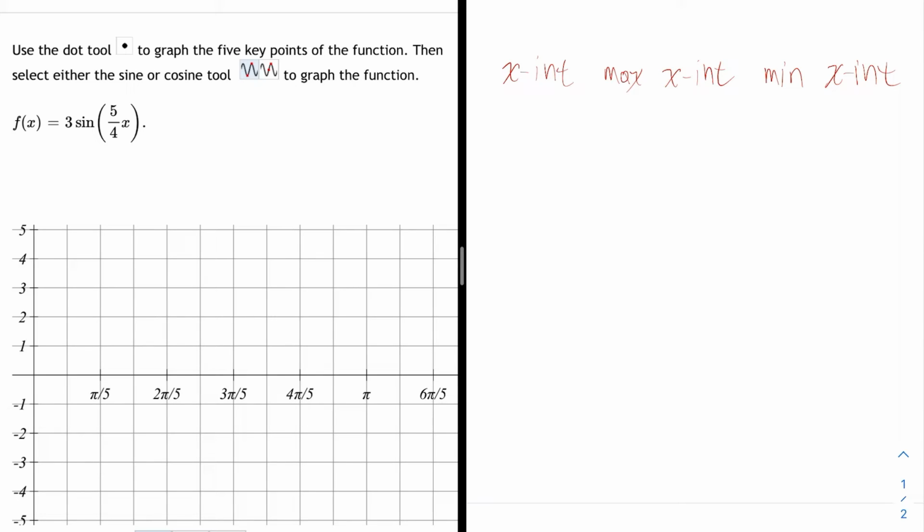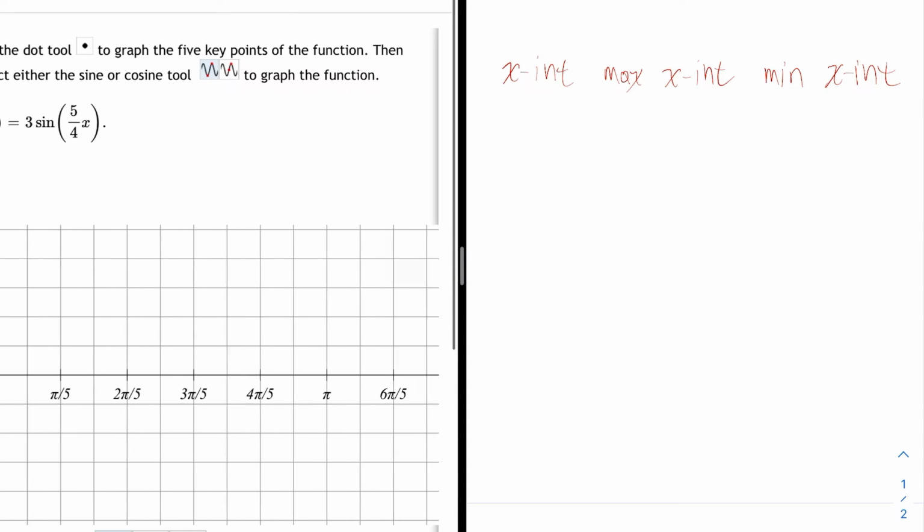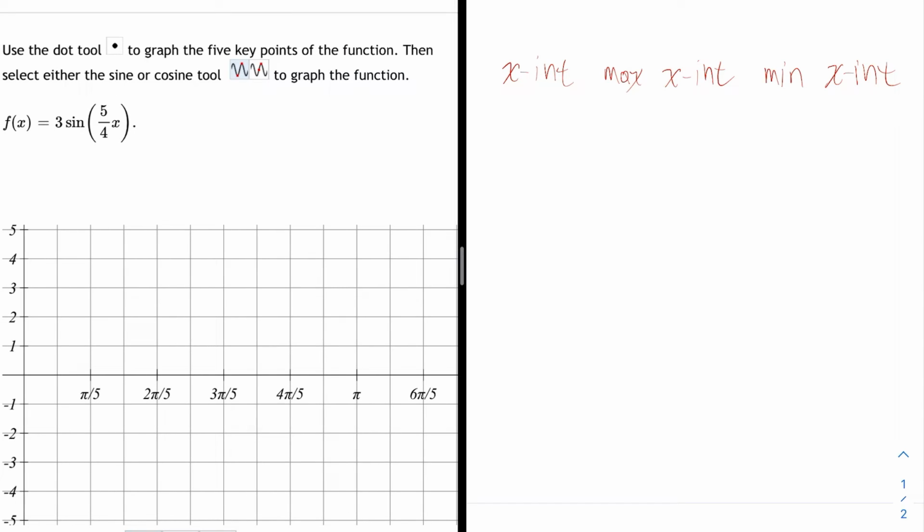And if it were -3 instead of +3, the maximum and minimum would switch places. So if the coefficient on this side were a -3 instead of a +3, that would flip-flop. All right, well, let's see. So where do these occur? Well, the x-intercepts occur at the origin 0, at pi, and at 2 pi. And the maximum occurs at pi over 2, and the minimum occurs at 3 pi over 2.